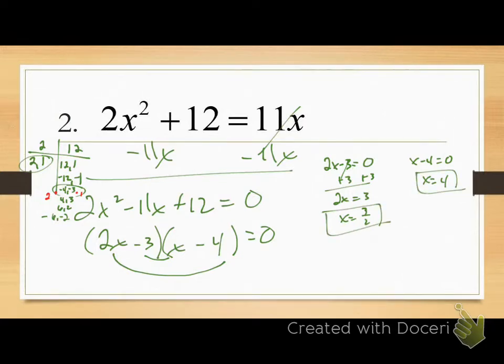Those x values, if you were to plug them into the equation, would make that equation true. So they're your solutions. Those are your x-intercepts, your roots, your zeros, however you want to look at it. And that's it. That's all there is to it.